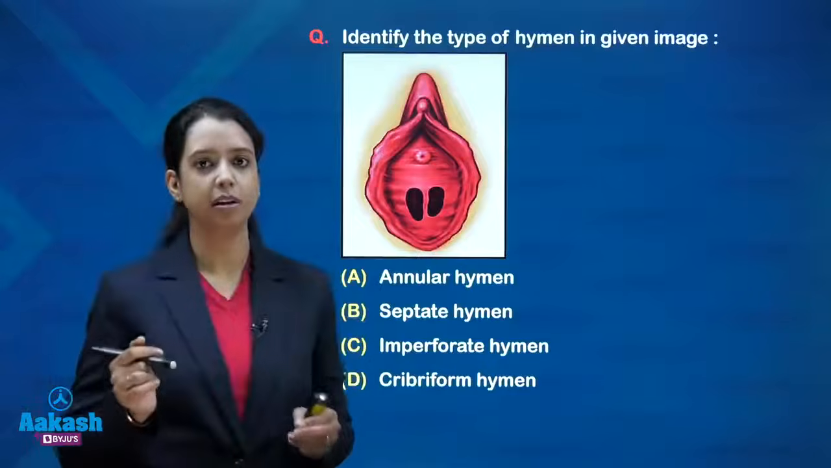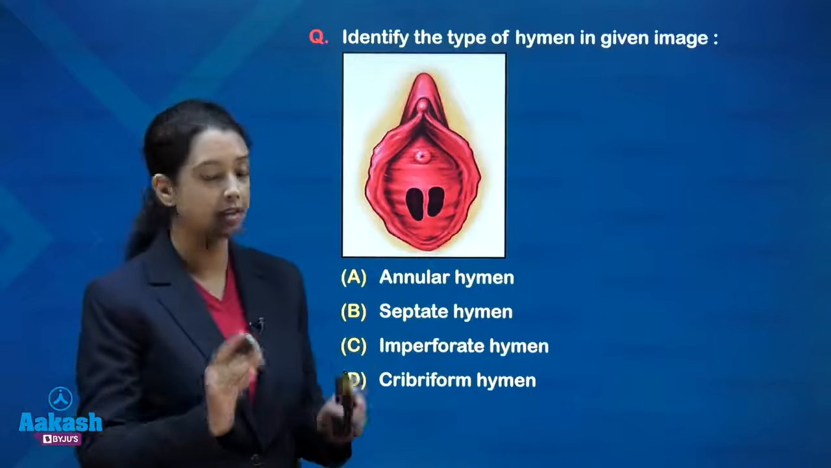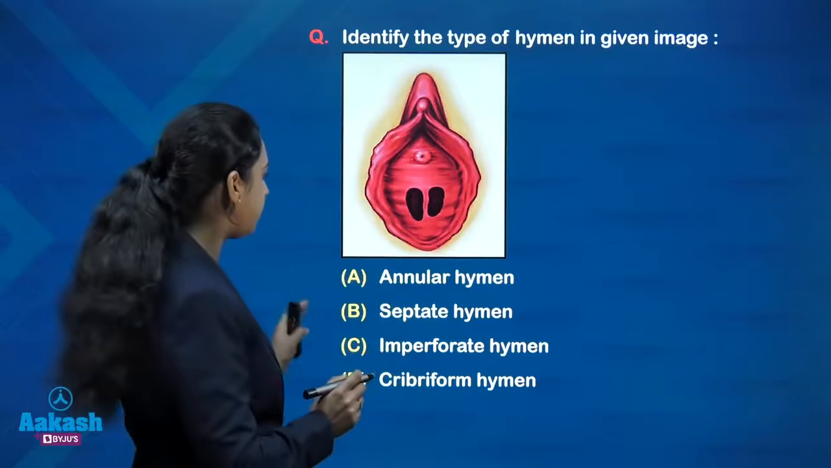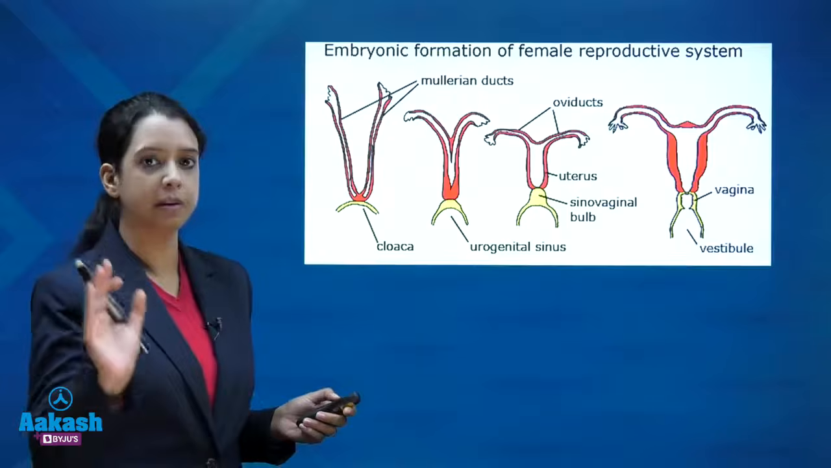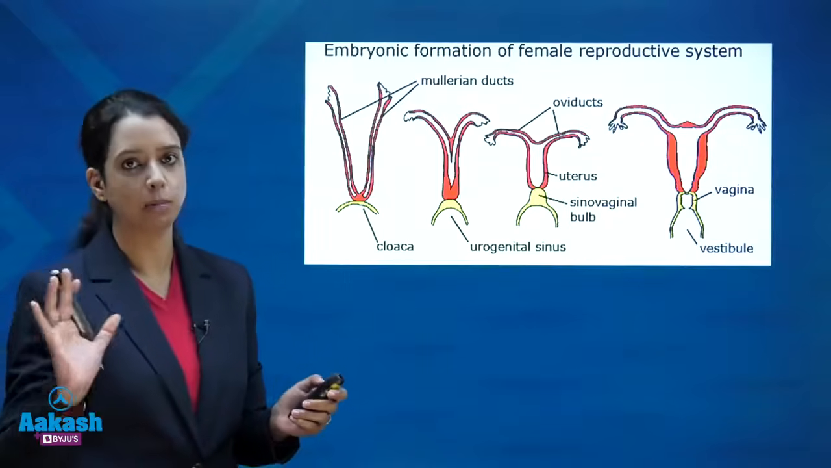Identify the type of hymen in the given image. It's a previous question, it has been asked previously, the same question exactly. So, which type of hymen is this? The options are annular hymen, septate, imperforate, cribriform. First of all, let's see how the hymen is formed and then we will see the normal type of hymen followed by what are abnormal types, okay?